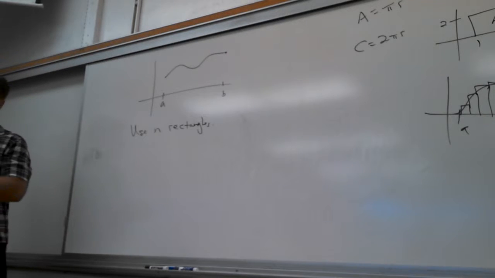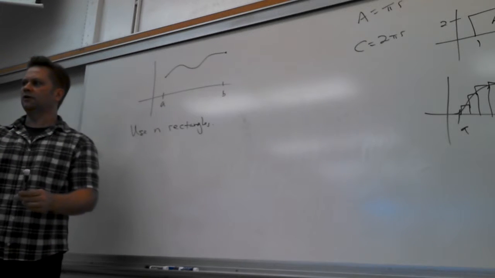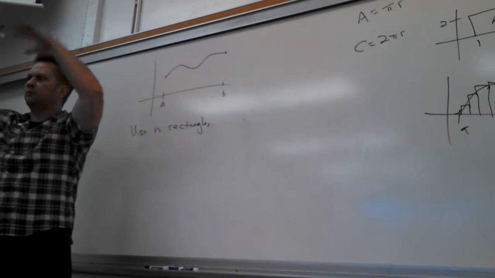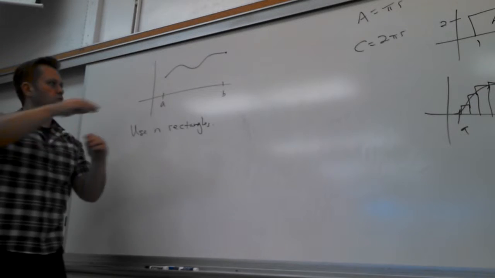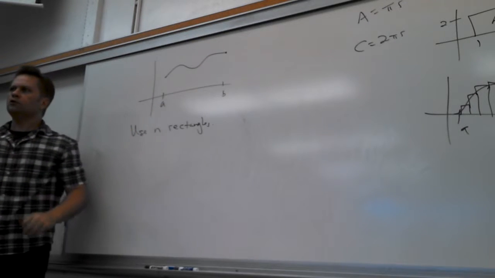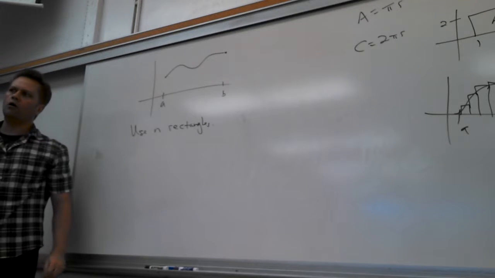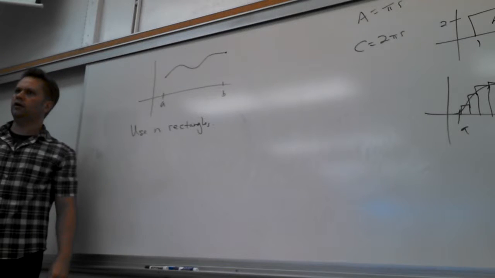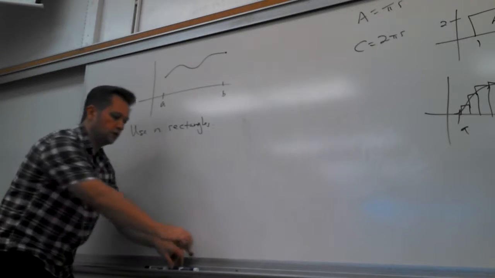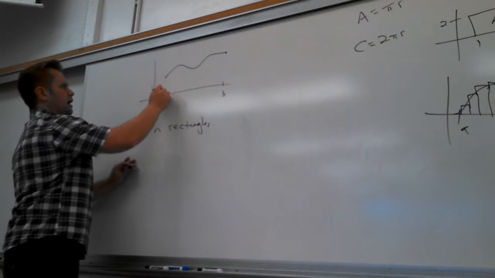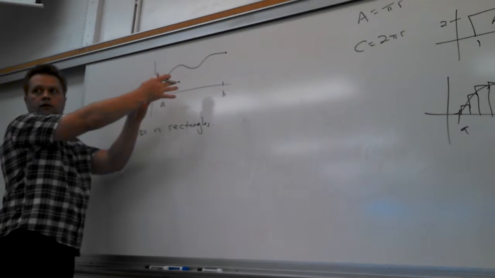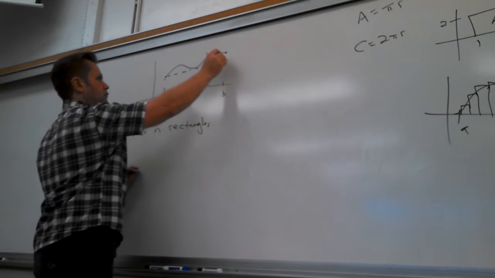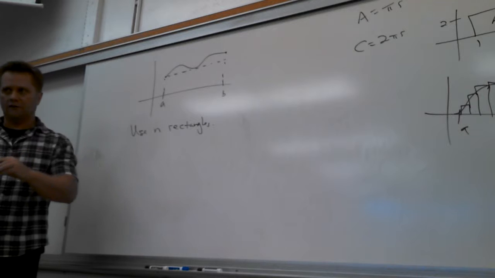Obviously if I use one rectangle, it will not be very good unless my function happens to go up and down about the same amount. So here's the idea though. If I use one rectangle, how tall will that rectangle be? I have some leeway here. I could say the height will be determined by the left endpoint of that rectangle. Would that be too big or too small? Too small, obviously.